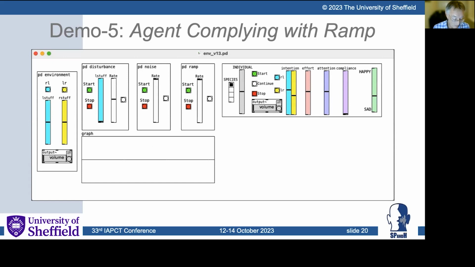It's going to be with that ramp, and you're going to see the compliance, which is currently at minimum, go up to maximum, and you will see that the agent will be compliant with the disturbance in this case, and nevertheless is going to be quite happy because the error, of course, is low. So here's the big ramp. And start the agent, put up the attention and the effort.